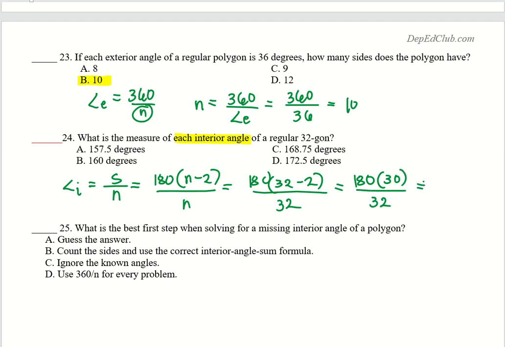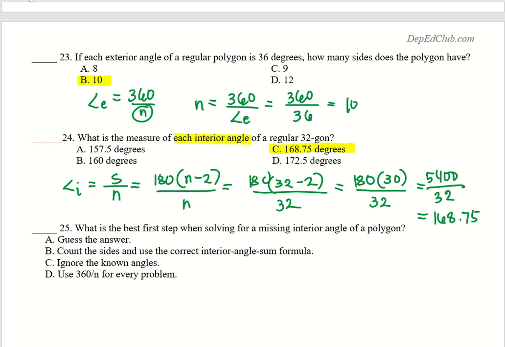So simplifying that, you can do cancellation or just multiply 180 times 30 and then divide it by 32. So we'll have 5,400 divided by 32. It will not be exact. There will be a decimal. 168.75 degrees. Letter C.